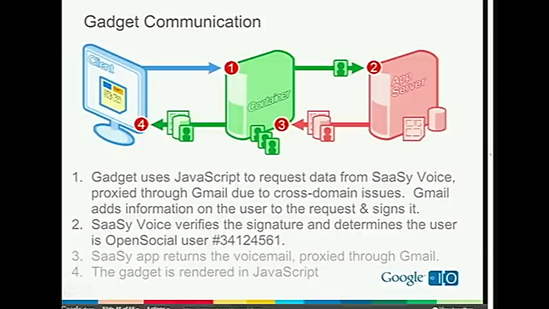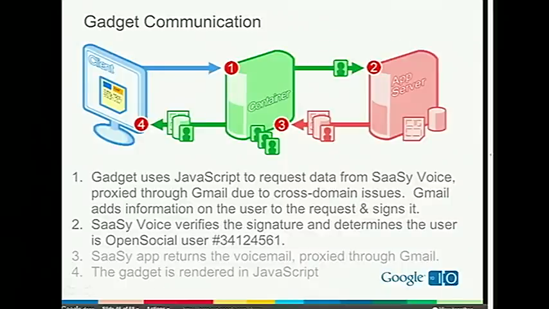This data request is all proxied through the container, or Gmail in this case, and this is all to avoid cross-domain issues. Gmail, as the container, then adds information to this request, like the ID of the current viewer, and signs all this information. The Sassy Voice application then verifies the signature, verifies it's Google who signed the request, and gets out this OpenSocial ID number, 3412564561, or whatever it is.